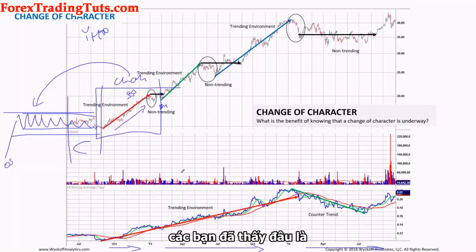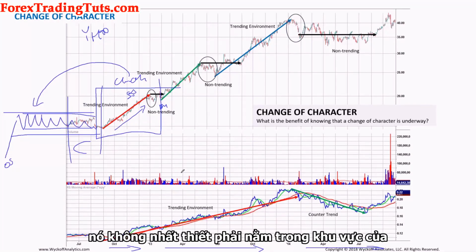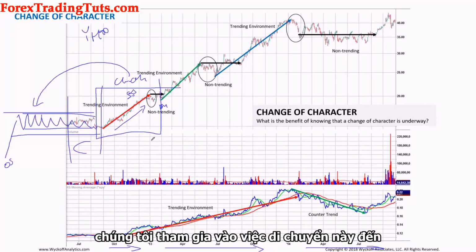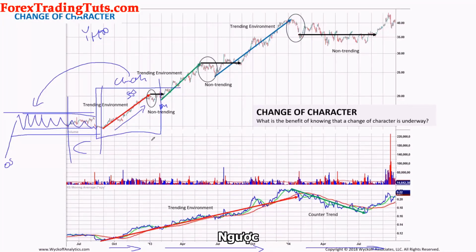Do you guys already see where the high probability point of entry is for us? It's not necessarily in the area of the emergent trend. It's actually in the area where a trend has been confirmed. So where do you think the trend has been confirmed? Write it down really quick. Where do you think the trend has been confirmed for Yahoo? Give me the timestamp, like a month and a year. What is the highest probability spot for us to participate in this move to the upside?